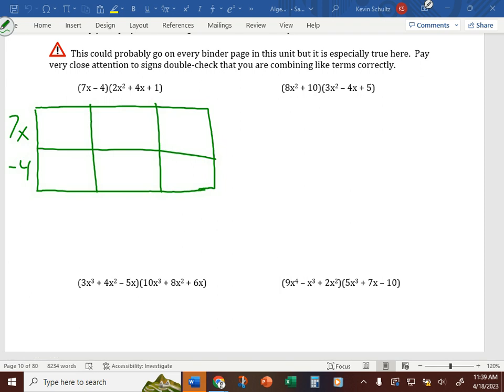Then down the side, we put our 7x and our negative 4. The 2-term expression has to go down the side where we have the 2 openings. And then our 2x squared, 4x, and 1 is going to go across the top. And from here, it's pretty much exactly what you did in PO48, right? Where each box, each square, is the product of the 2 terms that intersect.